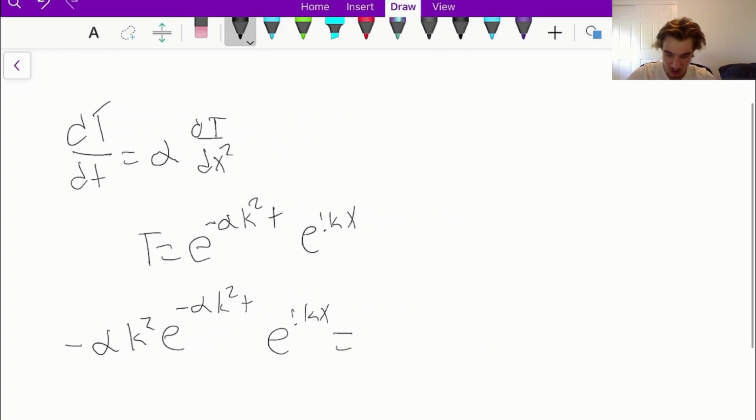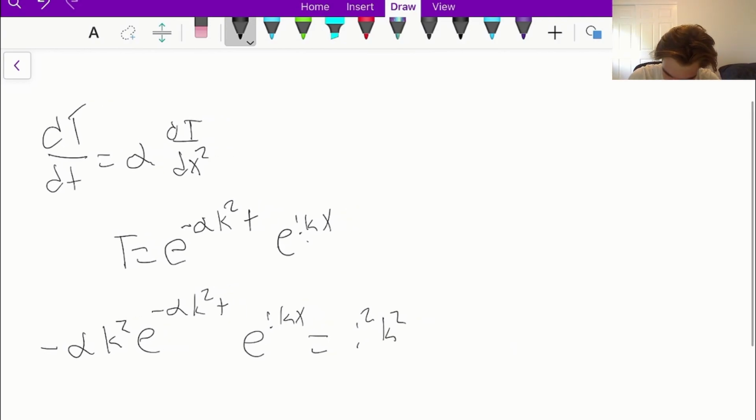This is going to be equal to the second derivative with respect to x. If we take the e to the ikx and differentiate twice, we get i squared k squared. I forgot, we've got to put our thermal diffusivity in there as well, so that goes up front, then i squared k squared e to the ikx, and we keep our e to the negative alpha k squared t.